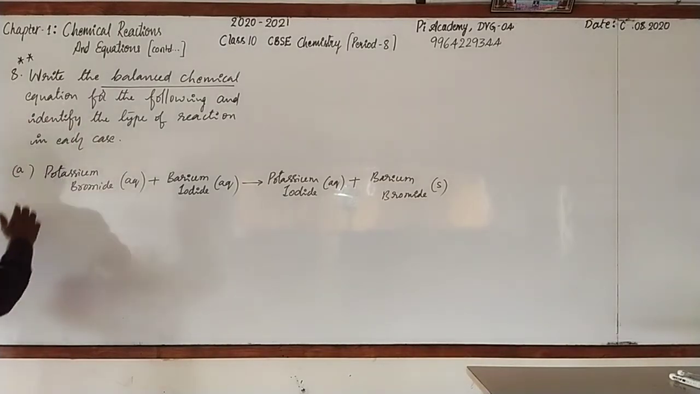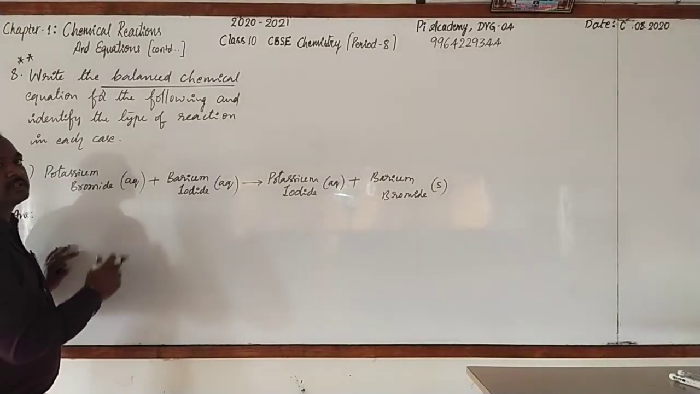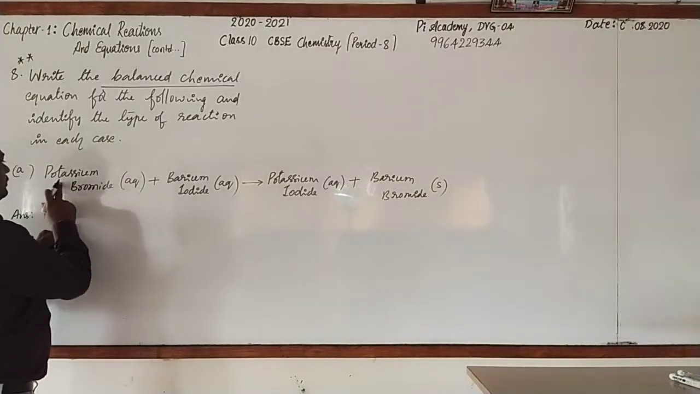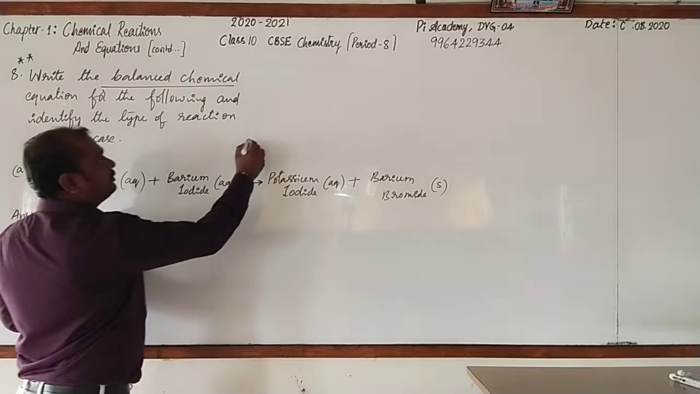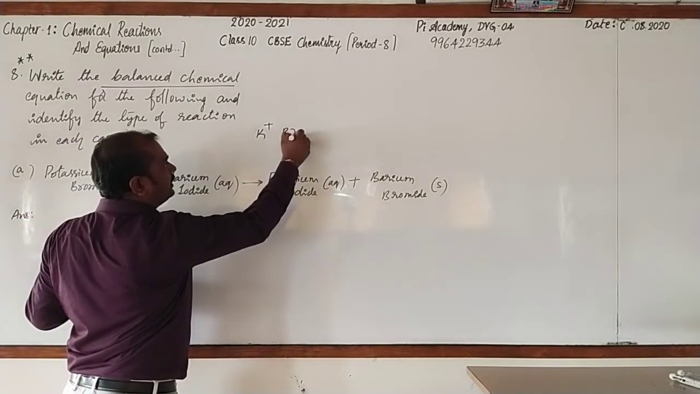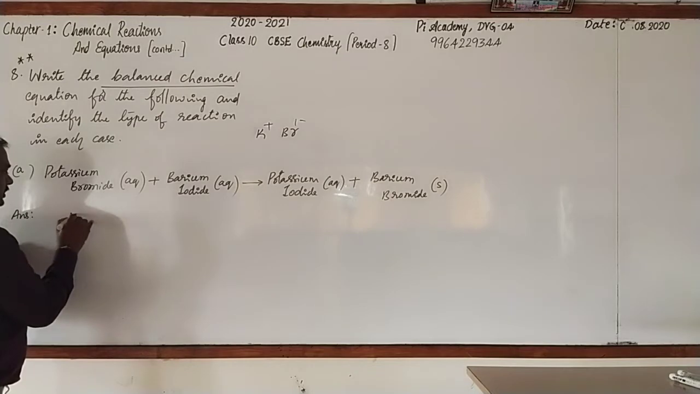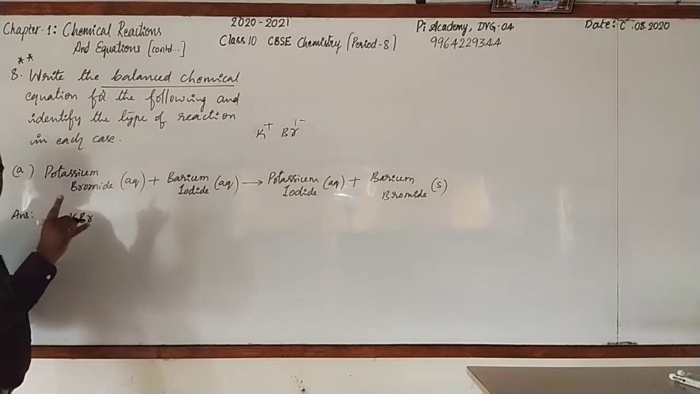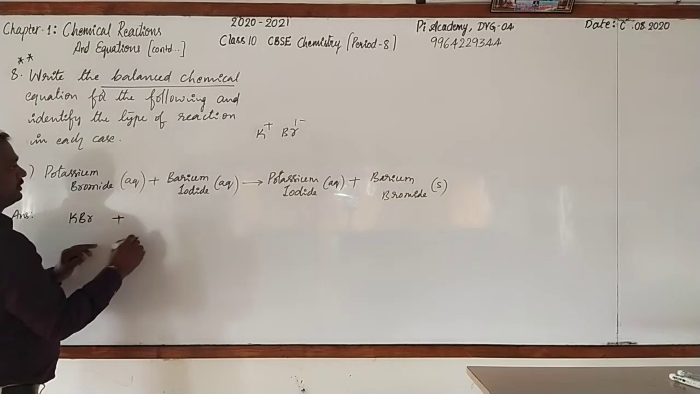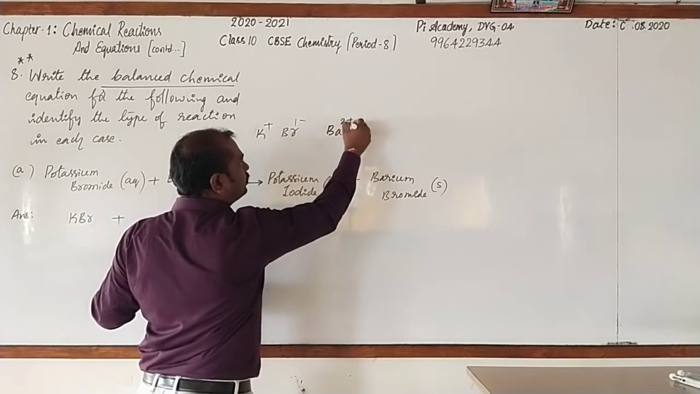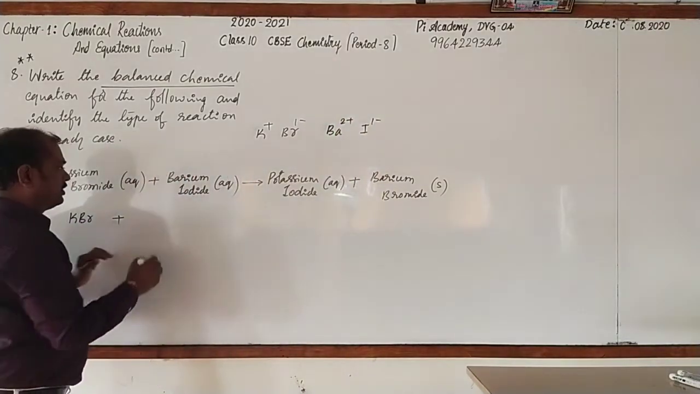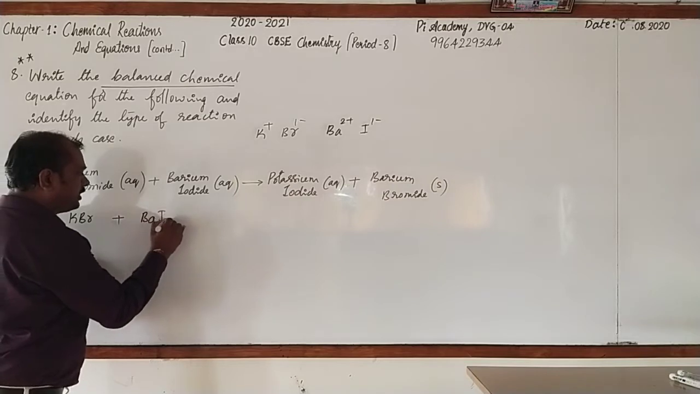Here, the question is, write the balanced chemical equation for each of the following. And this is the first one. Let us go for answering. Here, a word equation has been given. Convert this into a symbolic equation. Potassium bromide. What is the formula? Potassium K plus, Br 1 minus. So, it is KBr, right? Next, plus barium iodide, it is Ba 2 plus, I 1 minus. What will it be? It is BaI2.